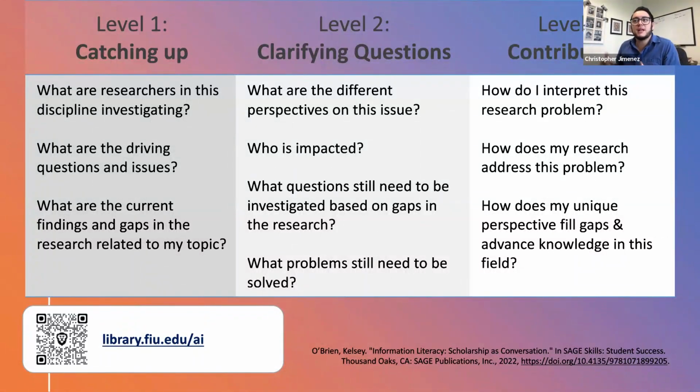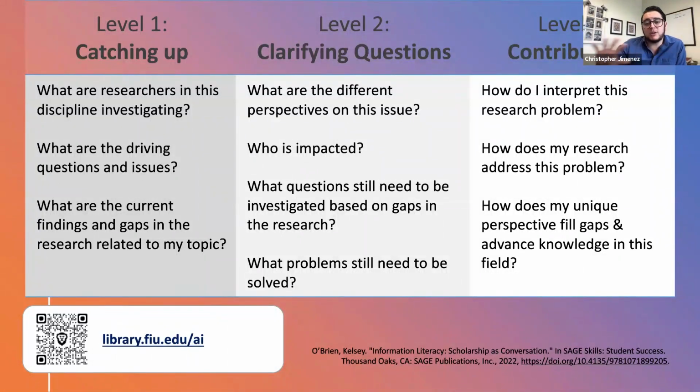Level two, you're going to clarify, what are the different perspectives? Who are the population groups that are being impacted, right? And again, we're still trying to figure out those problems that need to be solved. And then finally, we've got level three, what contributions you can make, so you're going to start doing more of the critical examination. You're interpreting the research problem. You're addressing potential answers to a given problem. And trying to advance knowledge, right?